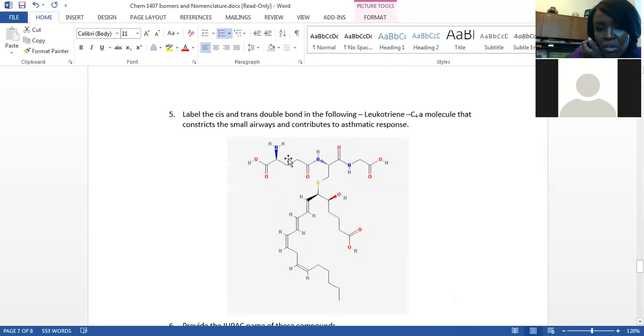So do not count these as cis or trans. I'll give you one example only. Look at this one right here. On the end of these, there is pretty much a carbon here and a carbon here. So for that reason, do you see the hydrogens? They're on the same side.